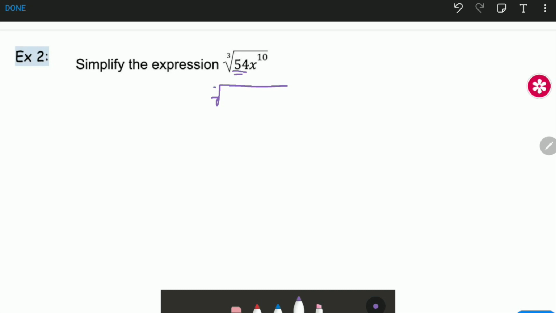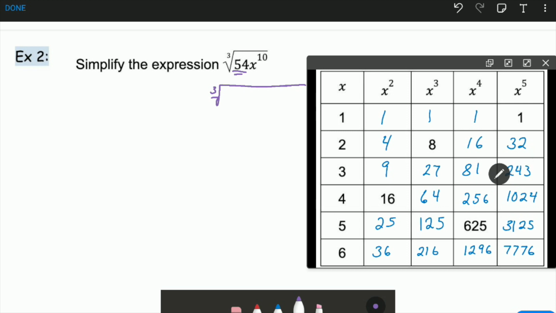If 54, I said perfect square, but I mean perfect cube because we have an index of 3. But if 54 is a perfect cube, then we don't have to break it down farther. So I'm just going to take a peek at my quick reference chart here. We have the cube column, and as you can see, 54 is not anywhere on this list. It goes to 64, so 54 would be somewhere in here.